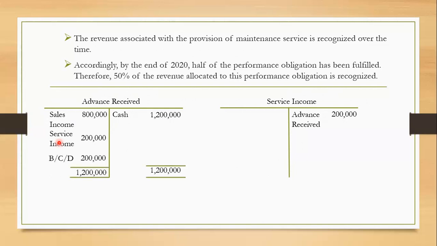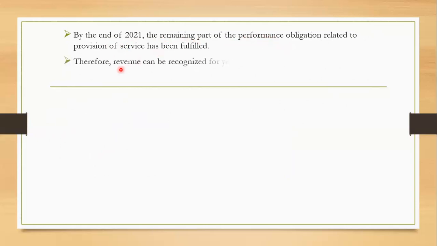Okay. So at the end of the year, you can tally this account, and there is a carried down balance of 200,000. This balance can be shown under the statement of financial position as a current liability. Okay, let's move to the final year. By the end of 2021, the remaining part of the performance obligation related to the provisions of service has been fulfilled. Therefore, revenue can be recognized for year 2021 in the following way.